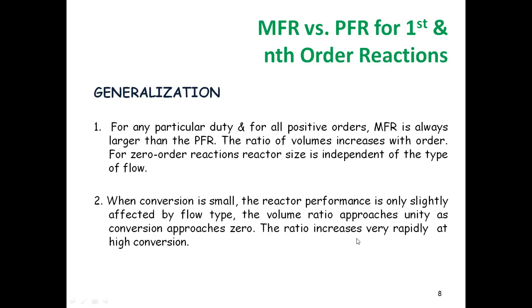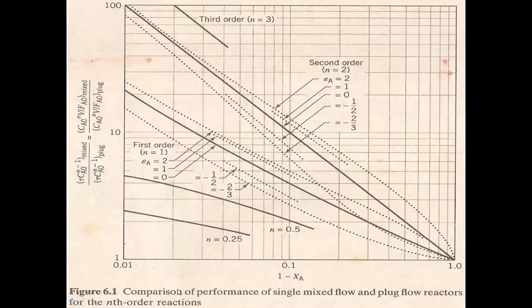So the ratio increases. What ratio is it referring to? The ratio of the volume of the mixed flow to plug flow increases very rapidly at high conversion. So the bigger the difference in the size requirements of the mixed flow and the plug flow will be dependent on the XA. Why? Because you could see here, you have on the horizontal axis the needed value of the XA.